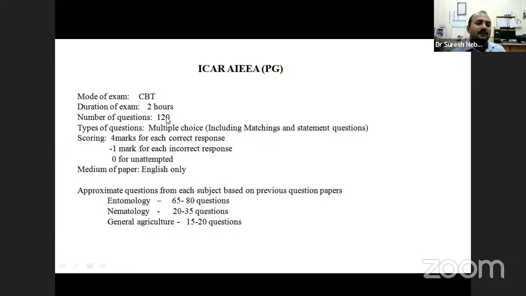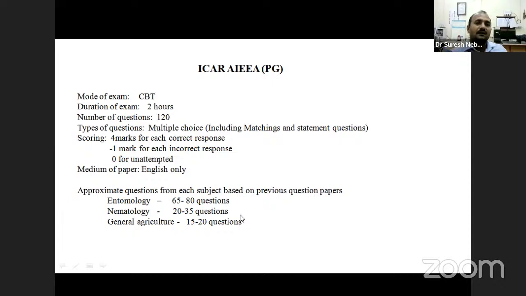So the scoring pattern for JRF: there are 4 marks if you give a correct answer, minus 1 mark if you attempt and give an incorrect answer, and if you do not attempt at all, then no issue, that is 0. Then the paper is in English medium. If you see the last 5-6 years question papers, then in 120 questions approximately you get 65 to 80 questions from entomology, 20 to 35 questions from nematology, and 15 to 20 questions from general agriculture.